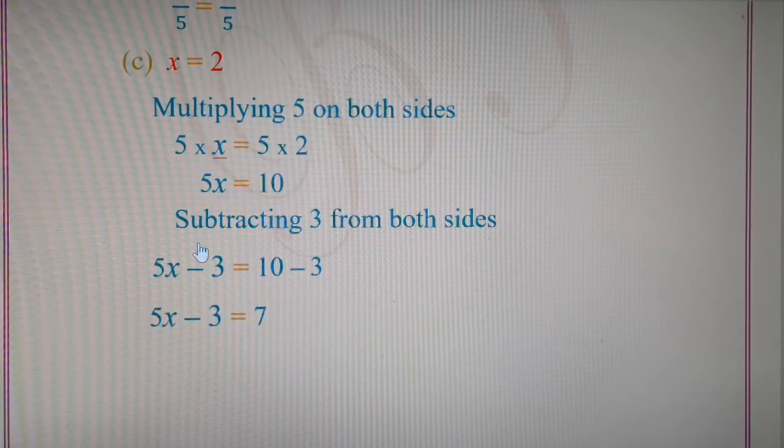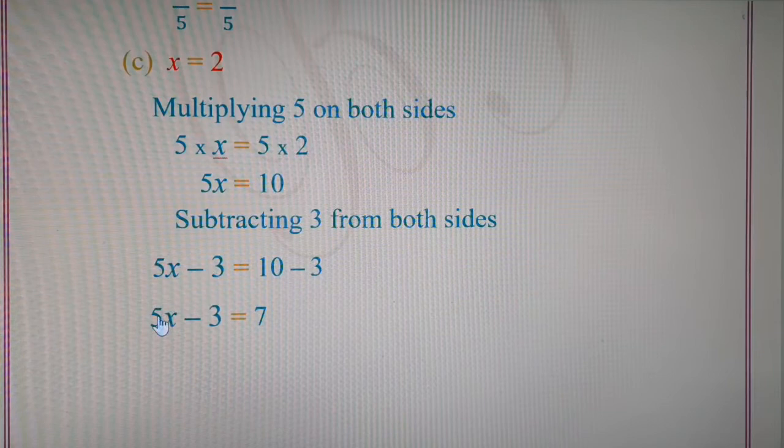So 5x minus 3 is equal to 10 minus 3. From 5x also we have to subtract 3, from 10 also we have to subtract 3. So in the next step we will get 5x minus 3 is equal to 10 minus 3, and 10 minus 3 can be further solved as 7. On the left hand side, 5x minus 3 we will copy as it is. Hence the equation formed is 5x minus 3 is equal to 7. So this will be our third equation, 5x minus 3 is equal to 7.